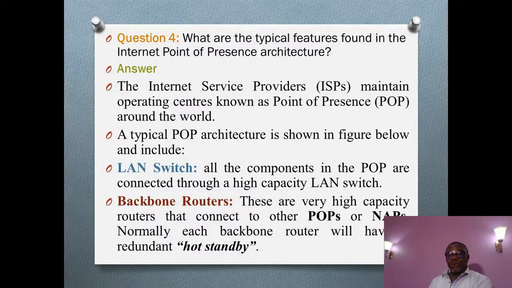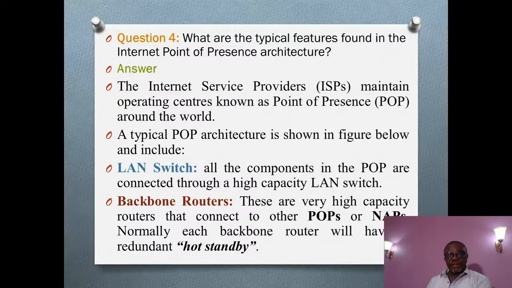It will be so connected that you won't even notice when there is a change from one router to the other in case of fault in one of them. Because it is always there.